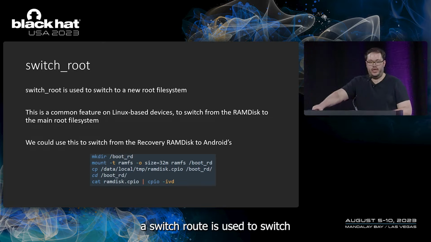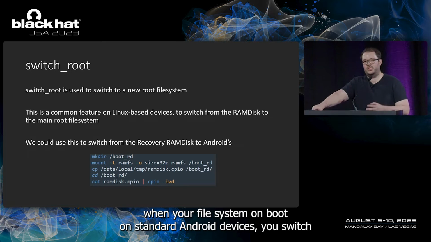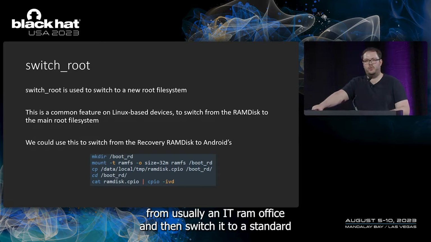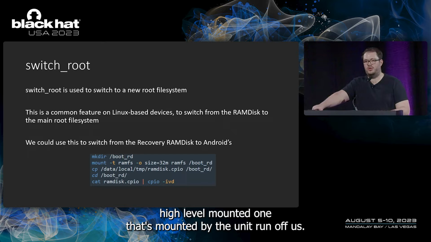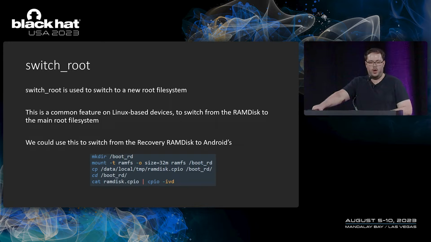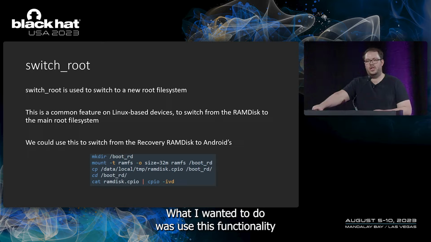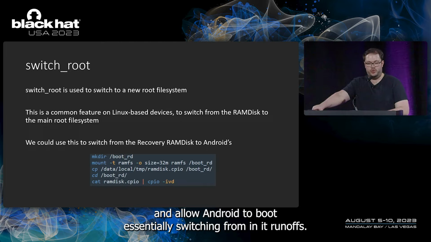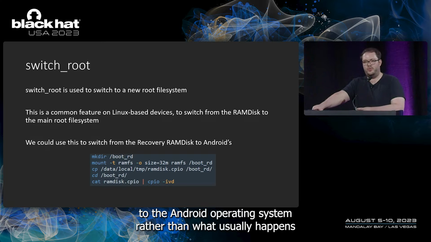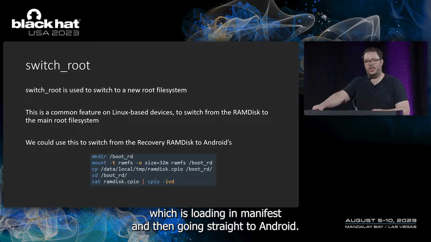Switch root is used to switch to a new file system on boot on standard Android and Linux devices. You usually switch from an init ramfs to a standard higher-level file system that's mounted by the init ramfs. What I wanted to do was use this functionality to switch root again from the init ramfs of recovery to the init ramfs of Android, and then allow Android to boot, essentially switching from init ramfs to init ramfs to the Android operating system, rather than what usually happens, which is loading in the ramfs and then going straight to Android.